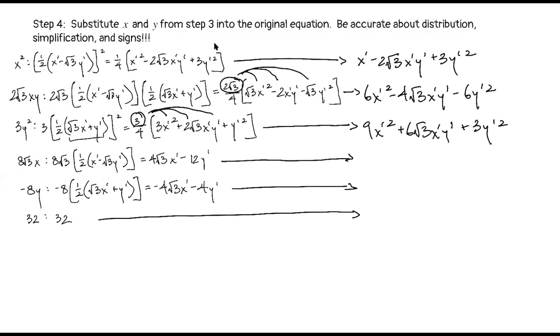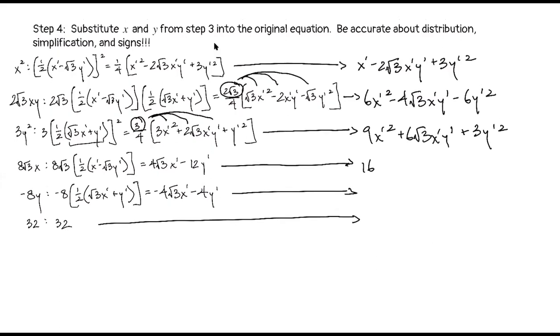So this is going to give me 16 root 3 x prime minus 12 times 4 is 48 y prime. This is going to give me negative 16 root 3 x prime minus 4 times 4 is 16 y prime. And then 32 times 4 is going to give me 128.